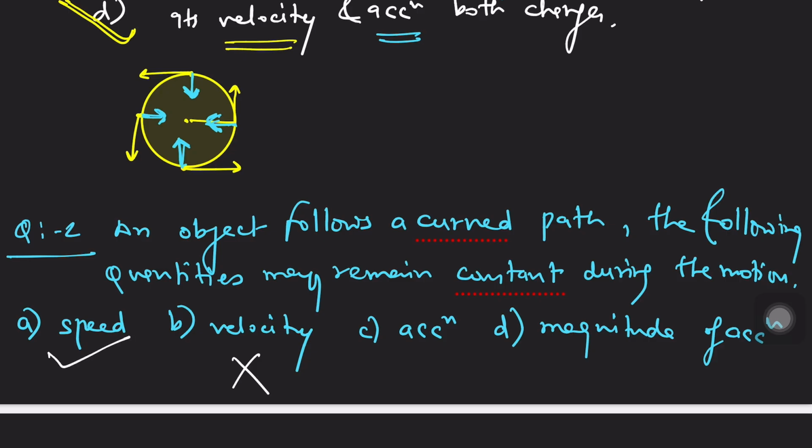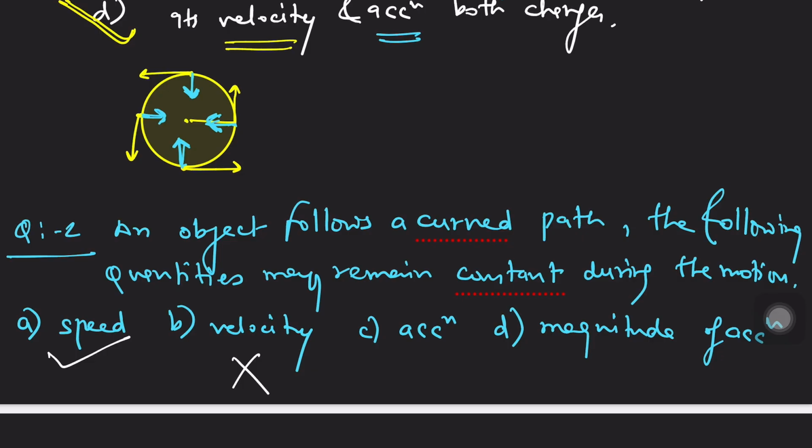Now coming to the acceleration. We know that acceleration is a vector quantity only. In the case of uniform circular motion, the direction keeps changing, but the centripetal acceleration, omega square r, will be the same. So magnitude wise it is constant, but direction wise it keeps changing if we talk about uniform circular motion.